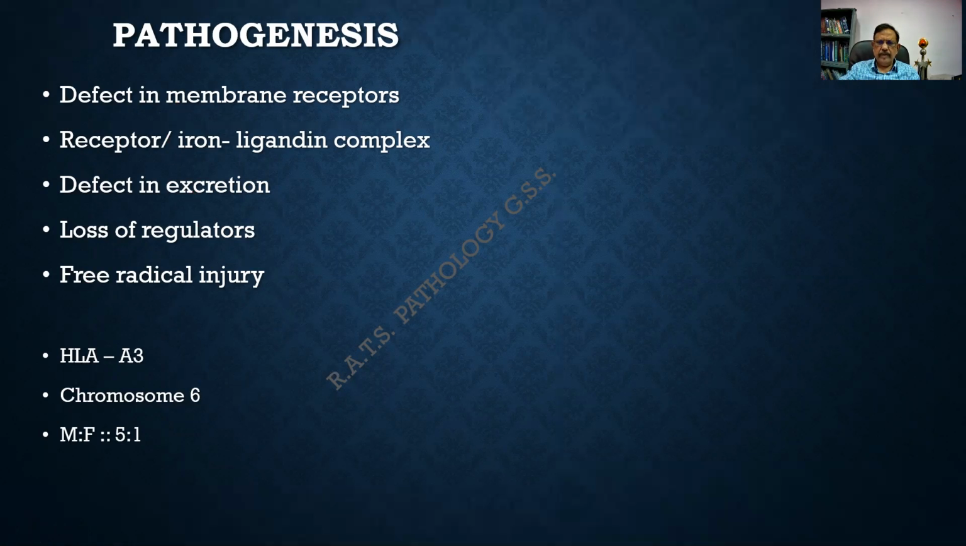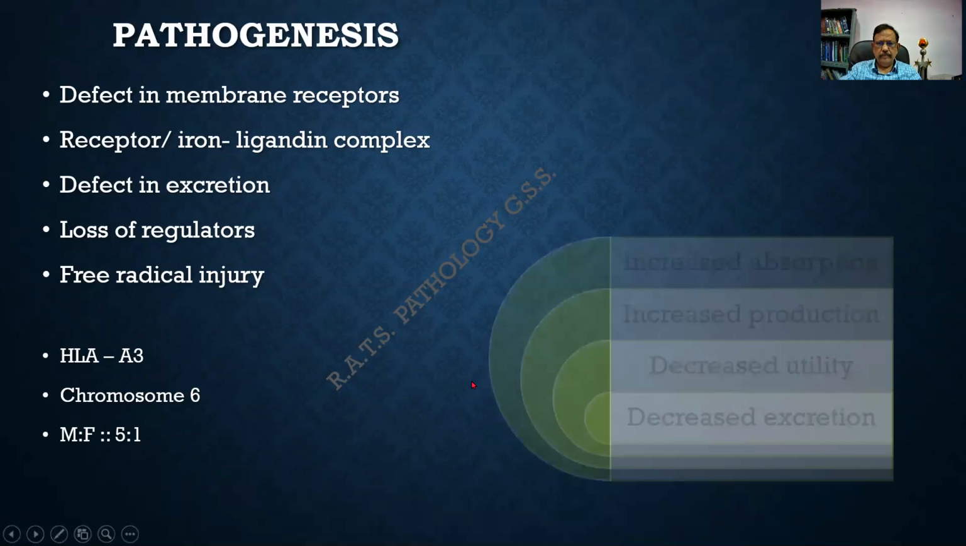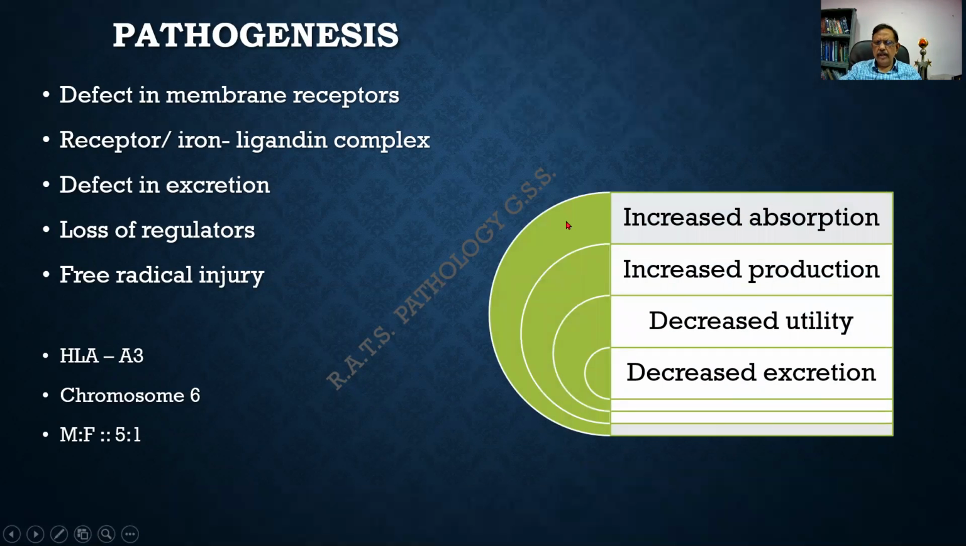Males are more commonly affected than females in the ratio of 5:1. So this is what I meant. So there can be a defect in the receptor, or there can be a defect in the negative feedback, or sometimes there can be a defect in the excretion after absorption. To put it very colloquially, this we can remember very easily. There can be an increased absorption, increased production, decreased utility, and decreased excretion. This I think you people will be able to remember.